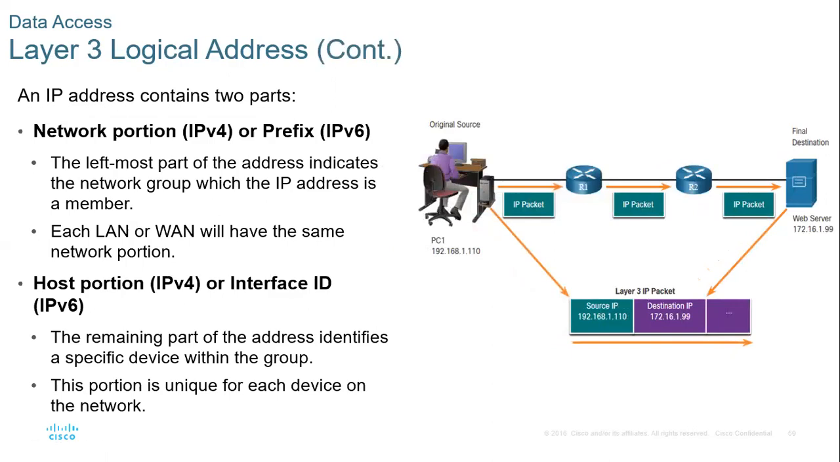IPv4 and IPv6. The leftmost part of the network address indicates the network group of which the IP address is a member, whereas the host portion of IPv4, or interface ID of IPv6, the remaining part of the address, identifies the specific device within the group. This portion is unique for each device on the network. So this is showing how IPv4 and IPv6 basically work.